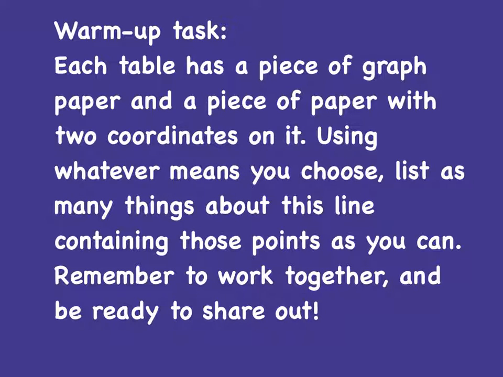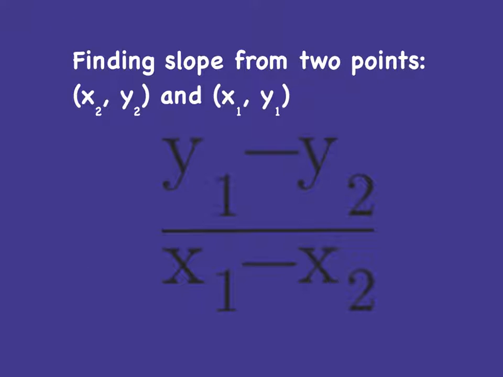The warm-up task that we did, each group was given a piece of paper with 2 coordinates on it, and you find as many things as you can. People came up with slope and positive slope or negative slope. They came up with the equation. They came up with the y-intercept. They did that by graphing. They did that algebraically. And those are types of things that we are going to work on today.